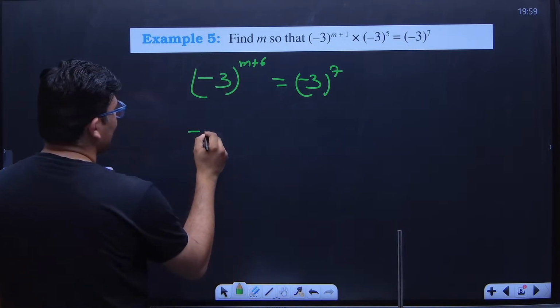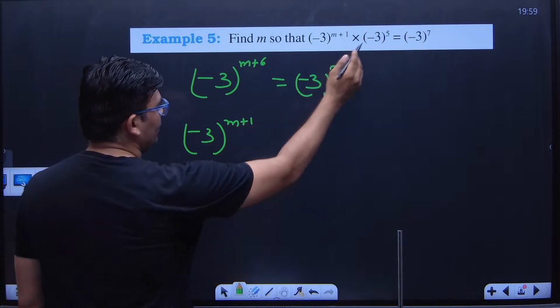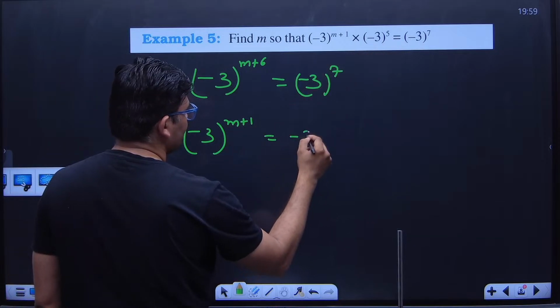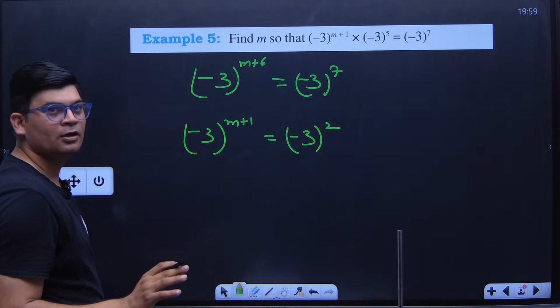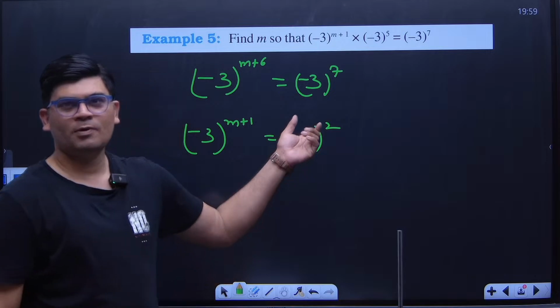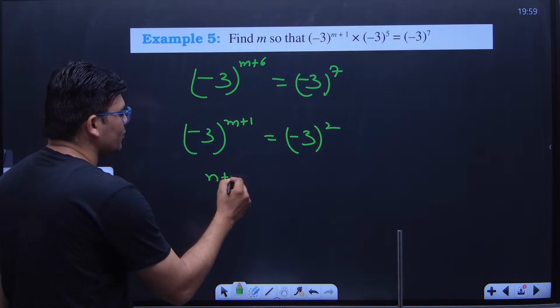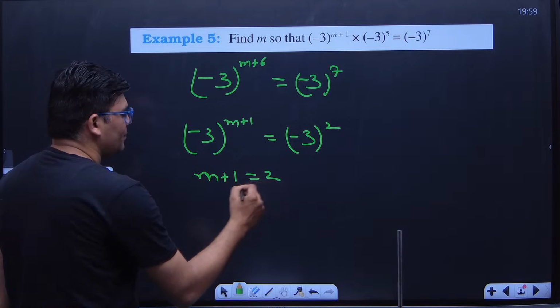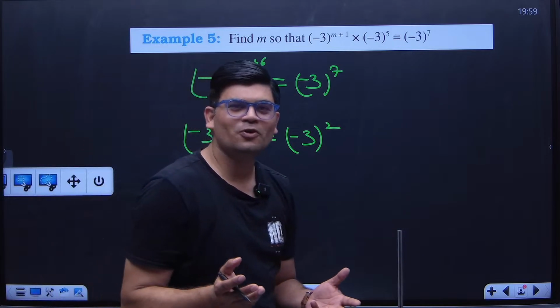So you are saying that, sir, I did it like this: minus 3 raised to the power m plus 1, I took this on the other side. So this will become minus 3 raised to the power 2. If you take this on the other side, it will become minus 3 raised to the power 2. It will be subtracted, right? And you are saying, sir, m plus 1 is equal to 2. So that means m is going to be 1.